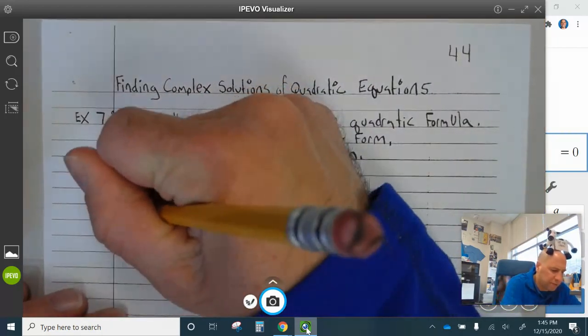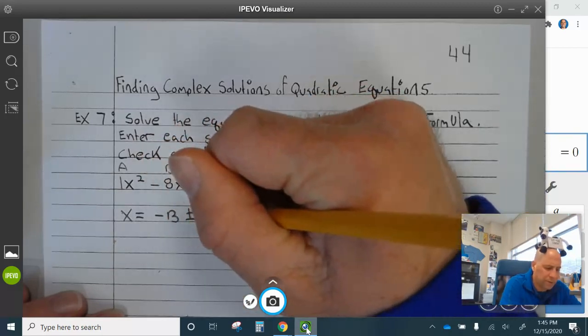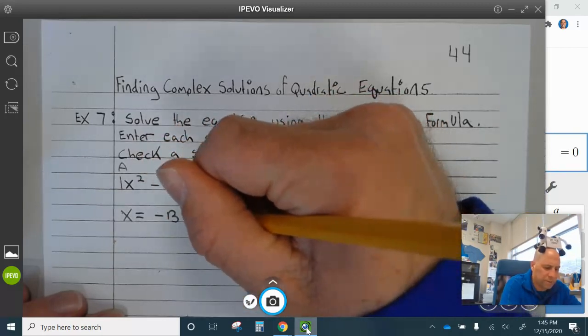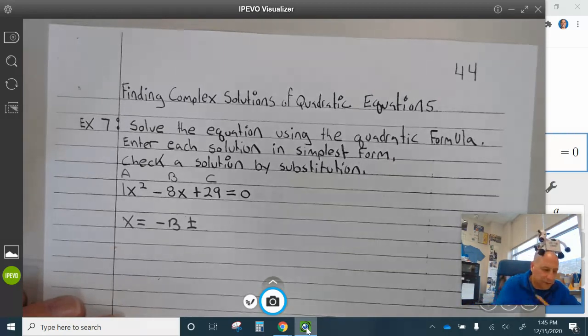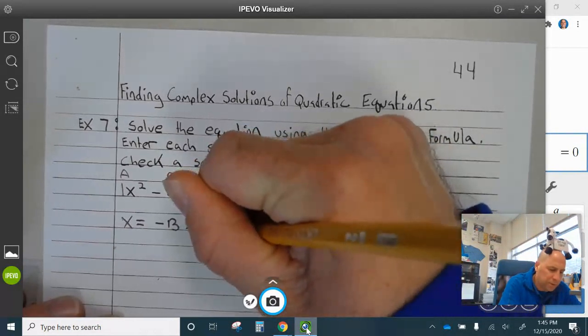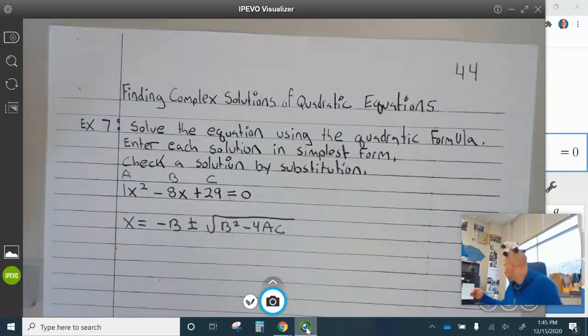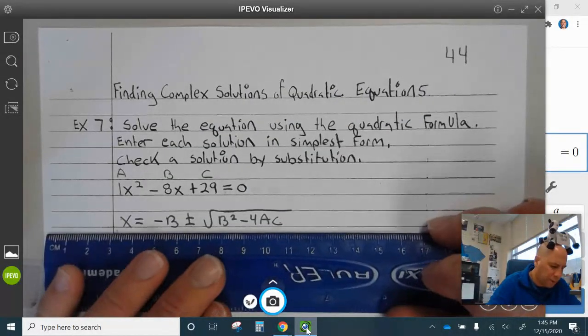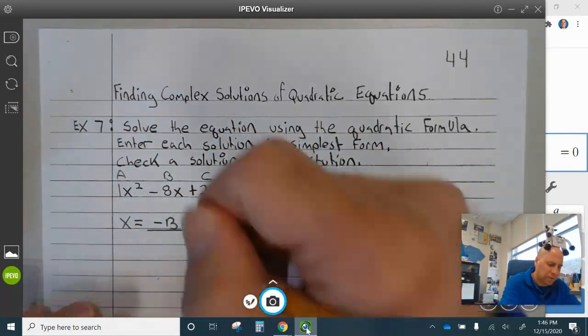We know that x equals negative b plus or minus, and this is where you want to double check your notes, plus or minus the square root of b squared minus 4ac divided by 2a.